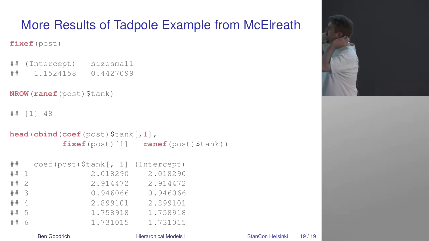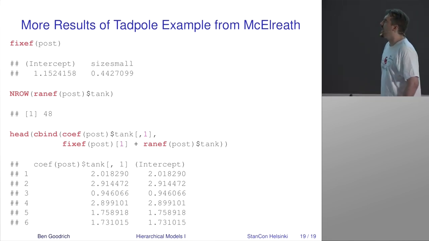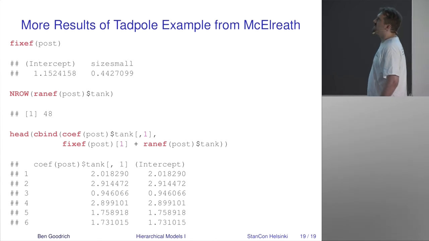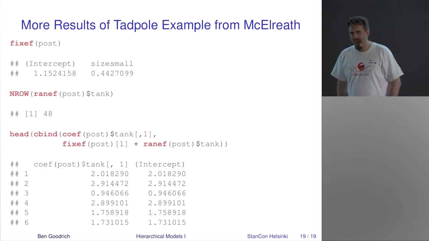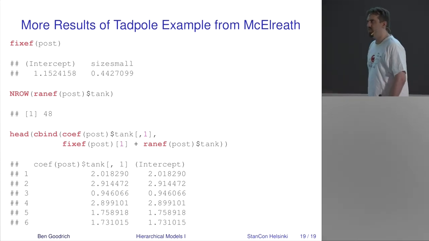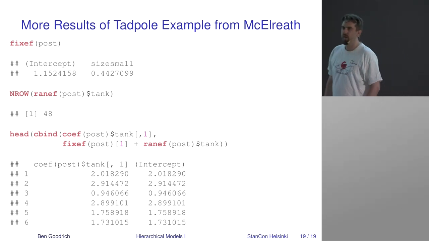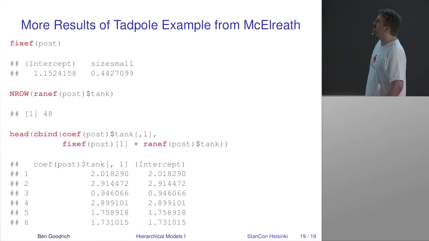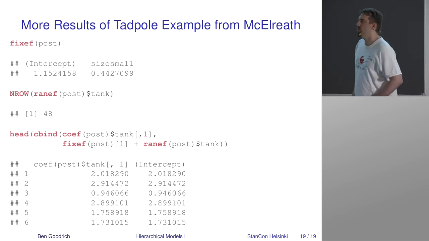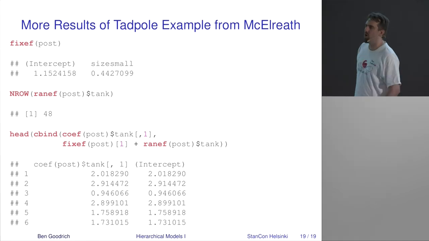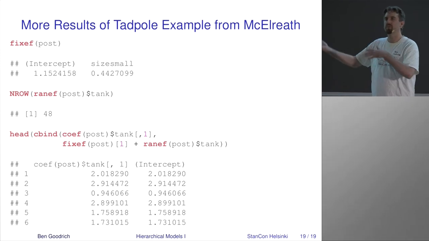Also with rstanarm and to a large extent brms, we define methods that have the same names as the methods defined in the lme4 package, even if we interpret those in a slightly different way. So lme4 defines a method called fixef, F-I-X-E-F, to extract the so-called fixed effects, which is the frequentist term for the parameters that are common across all groups, in this case, tanks.